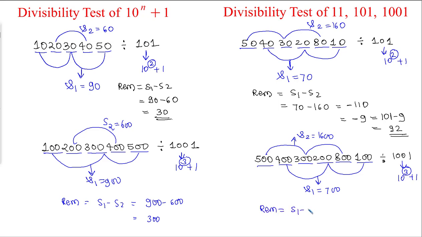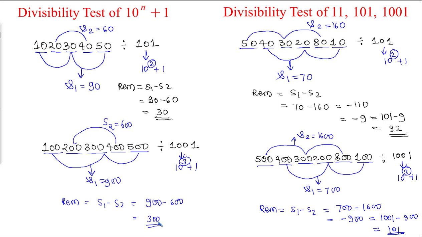So over here the final remainder is going to be how much? S1 minus S2. That is equal to 700 minus 1600, which is minus 900, the final remainder. Minus 900 is a negative remainder. Let's convert this into a positive remainder. We are dividing this number by 1001, so the positive remainder is going to be 1001 minus 900. That is equal to 101, the positive remainder here. This is how we can find the remainder when a number is divided by 101 or 1001.